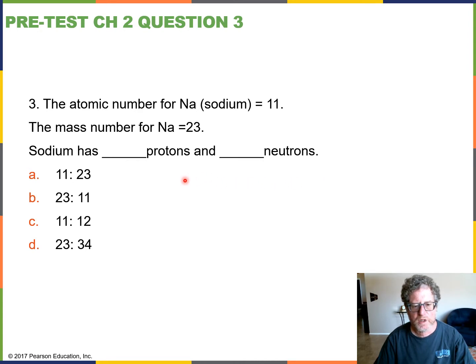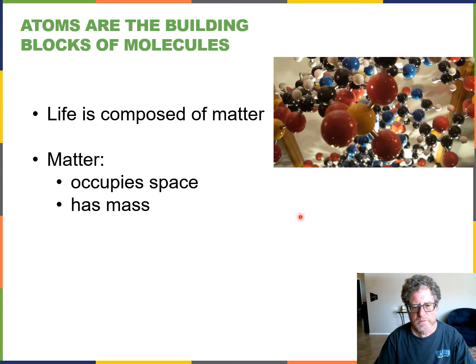Okay, so the atomic number is the number of protons, which is 11. So sodium has 11 protons, and the mass number is 23. The mass number is the number of protons plus the number of neutrons. So it has 11 protons, and 11 plus 12 is 23. So 11 protons and 12 neutrons. So the correct answer is C. Okay. If you got those all right, then you've had chemistry and you kind of remember some stuff. If you didn't get them right, we'll catch up.